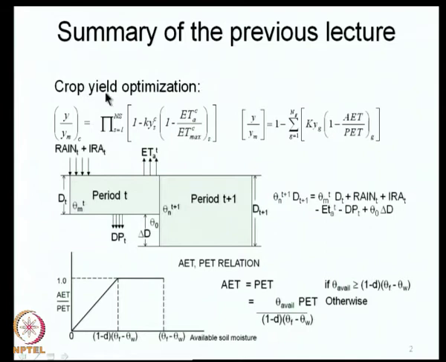scheduling, where we would like to allocate a given amount of water in different time periods and specifically to a number of crops, all of which are competing for the same amount of resource. So, in the last lecture, what we did was that we looked at the crop production functions. For example, you may have a multiplicative production function, you may have an additive production function. Typically, they relate the actual evapotranspiration to potential evapotranspiration ratio to the actual yield to the maximum yield ratio.